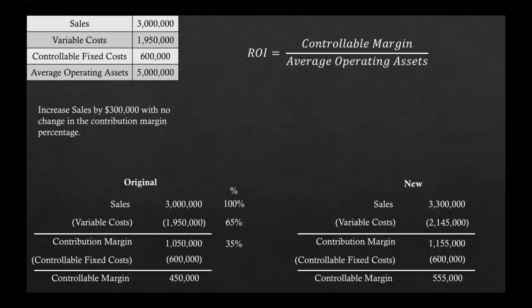Now we have the information that we need to find our ROI. Our controllable margin is $555,000, and our average operating assets, that's still that 5 million that we had at the start. So now the ROI for this alternative is 11.1%.